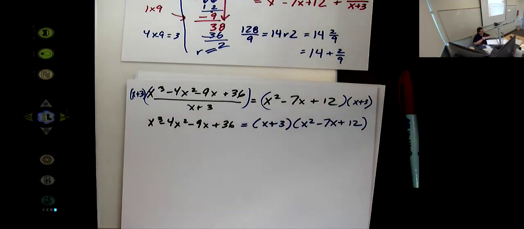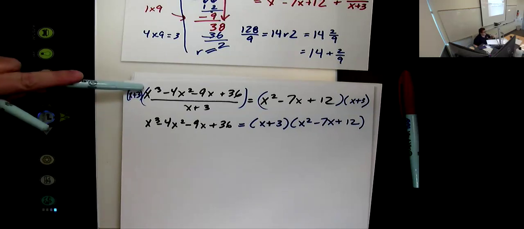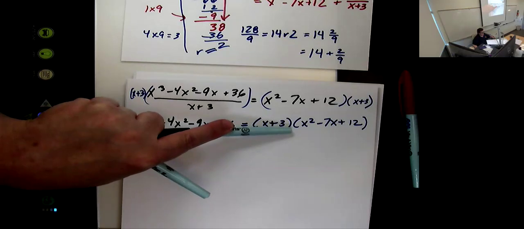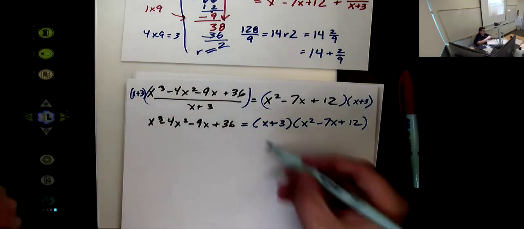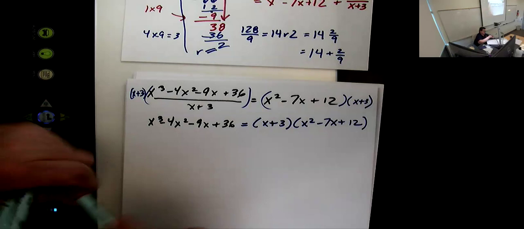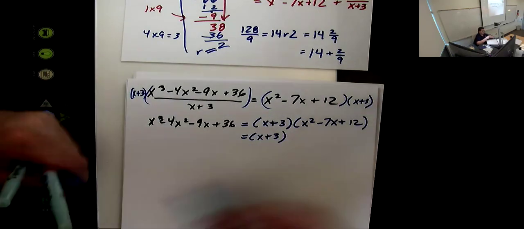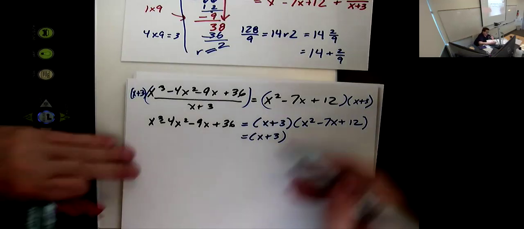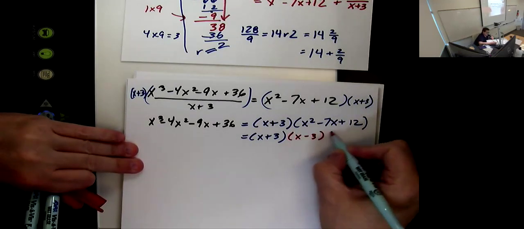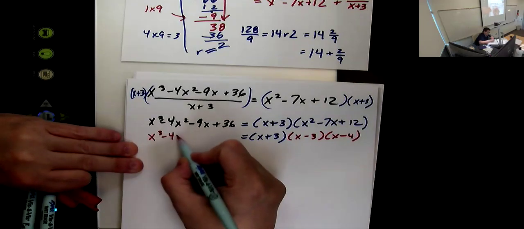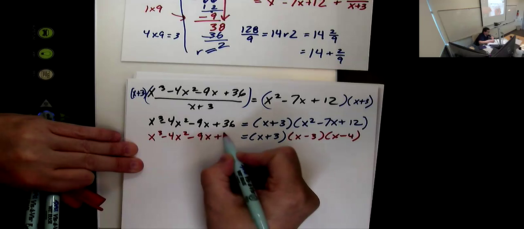This is the factoring. We have started factoring a cubic. So if I want to factor it further, does this factor? It's x minus 3 and x minus 4, right? So this would be x plus 3, and here we have x minus 3 and x minus 4. And that is a full factoring of x cubed minus 4x squared minus 9x plus 36.